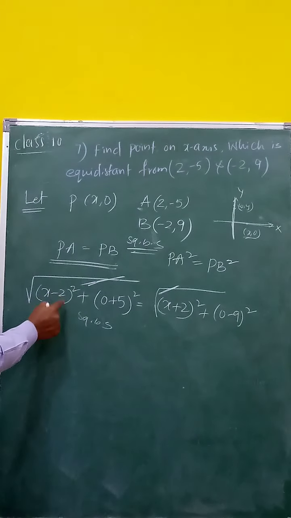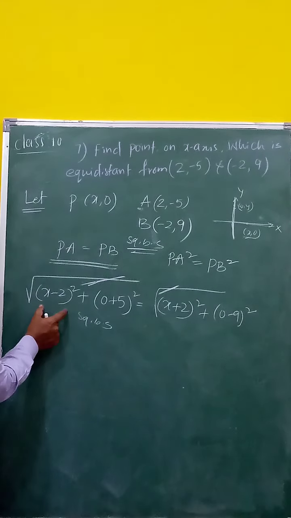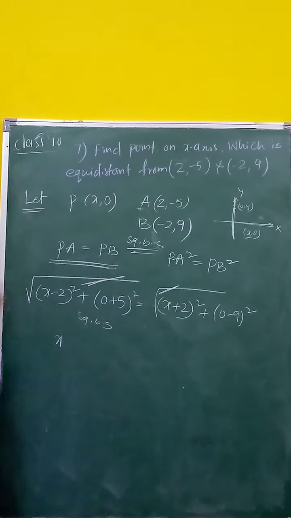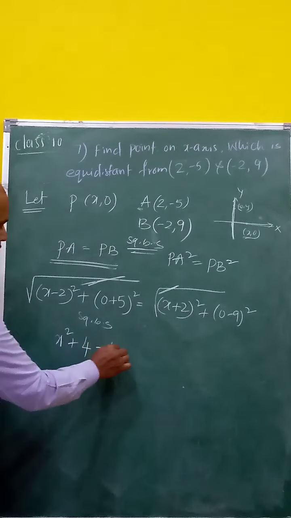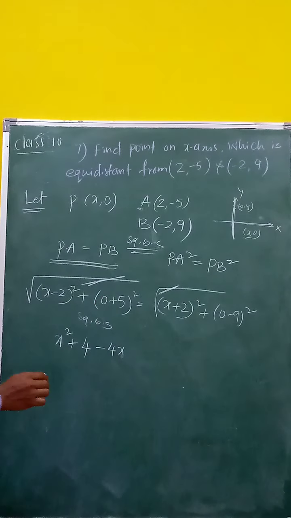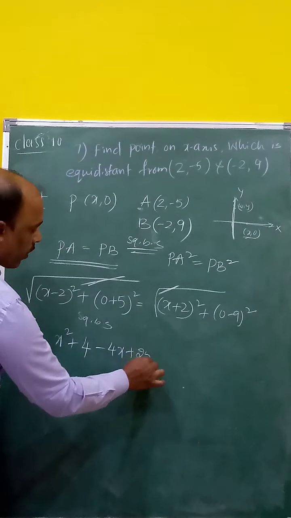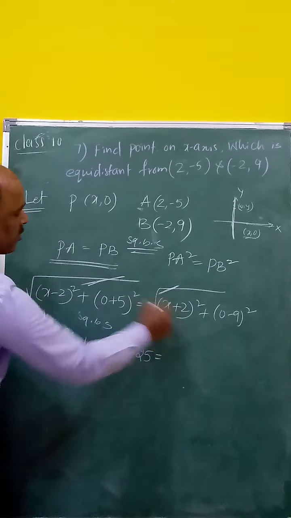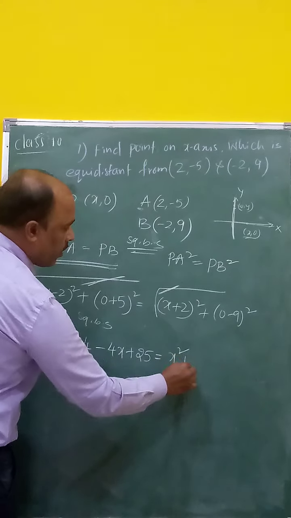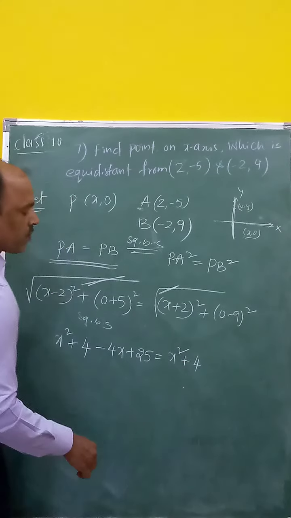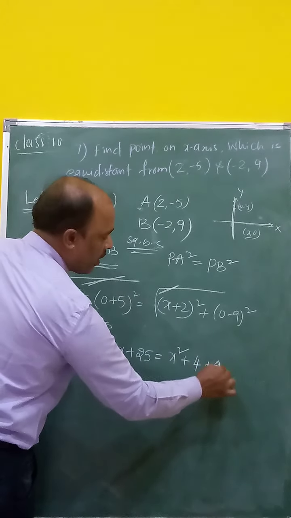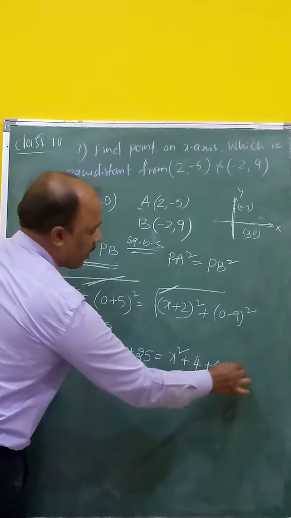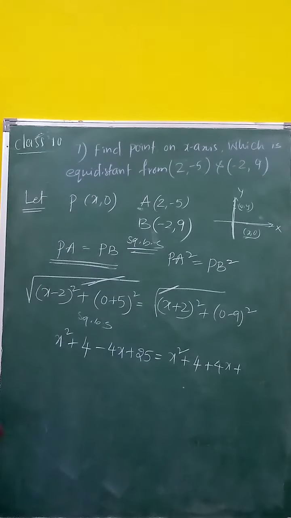Okay. Now what is remaining? (x minus 2) whole square. Like the (a minus b) whole square formula, open it: a square plus b square minus 2ab. That is x square plus 4 minus 4x. Then 0 plus 5 is 5 only, 5 square is 25. Now the right side, here the (a plus b) whole square form: x square plus 4 plus 2ab, that is 2 into 2, 4x. Last one, 0 minus 9, that is minus 9 whole square. 9 square is 81.